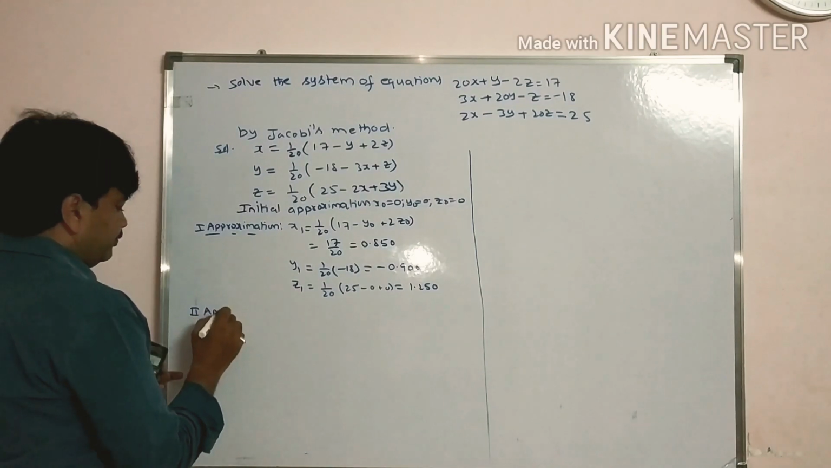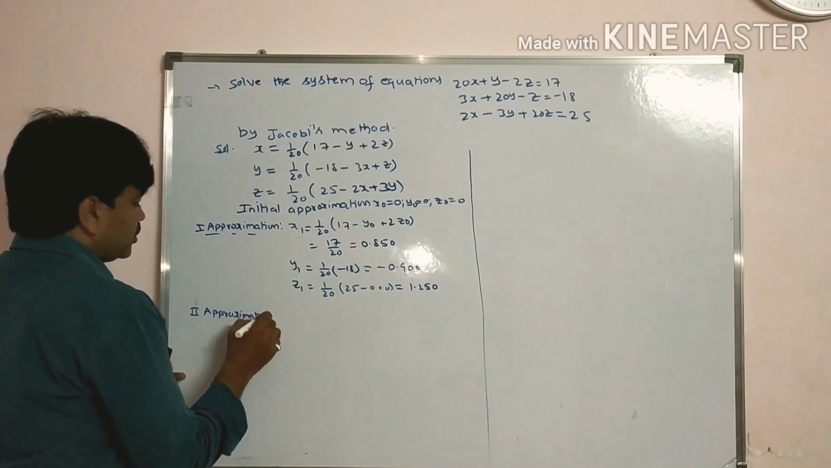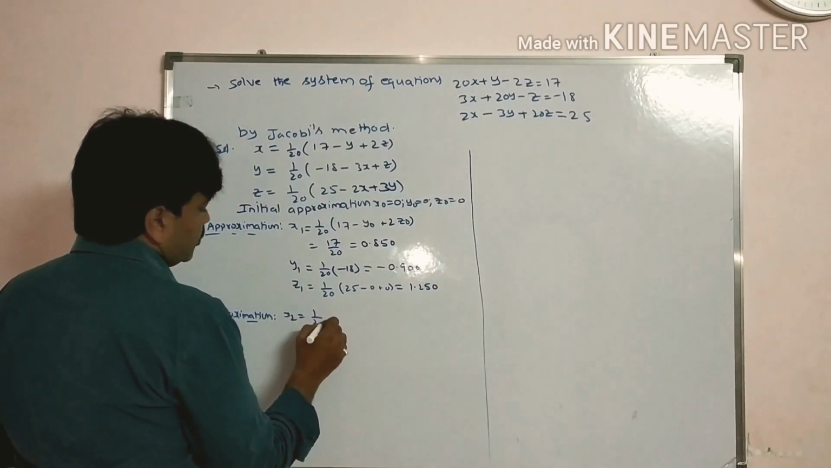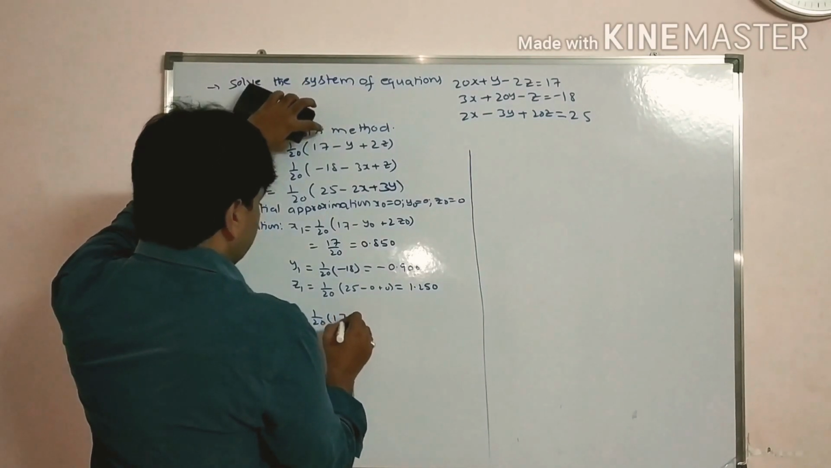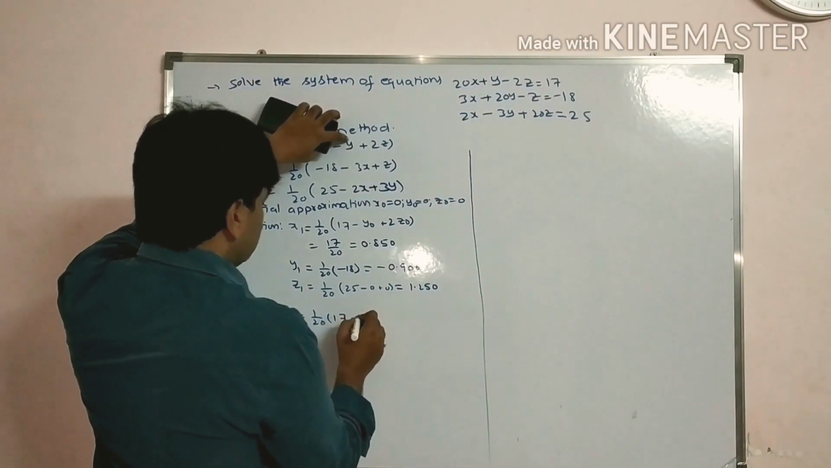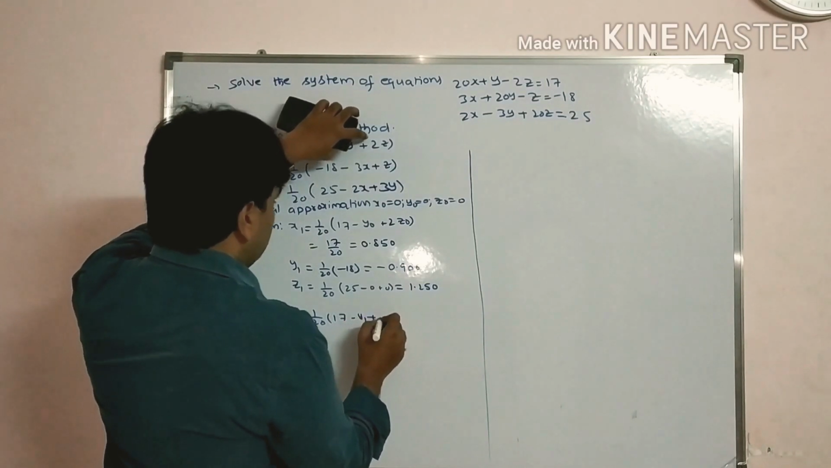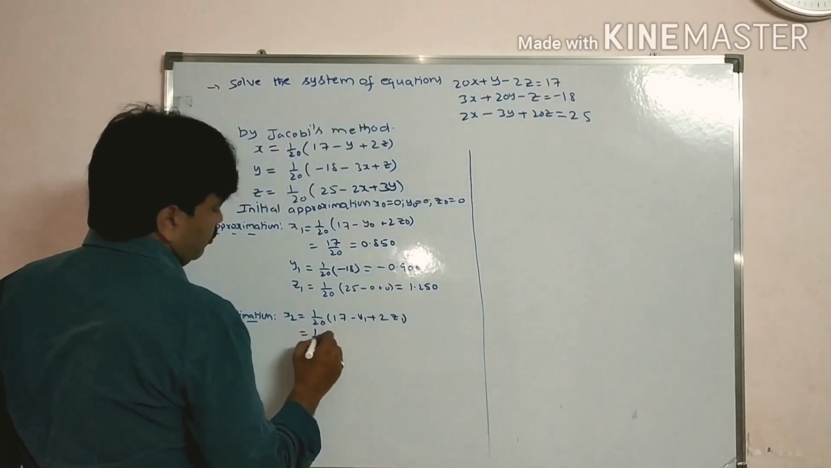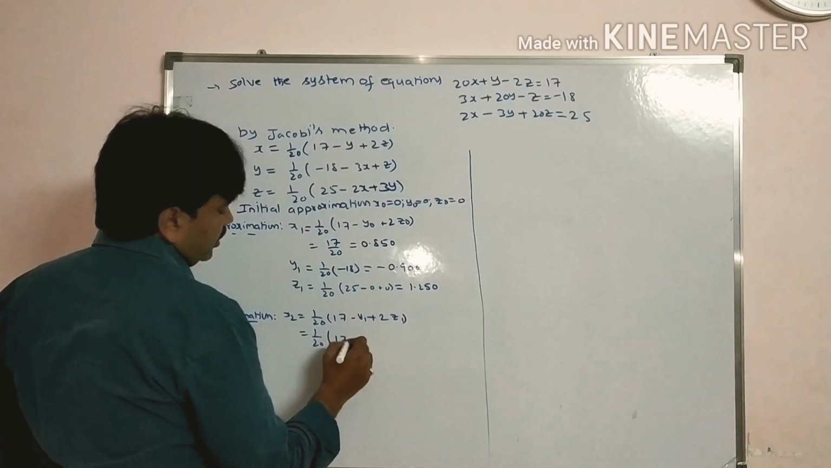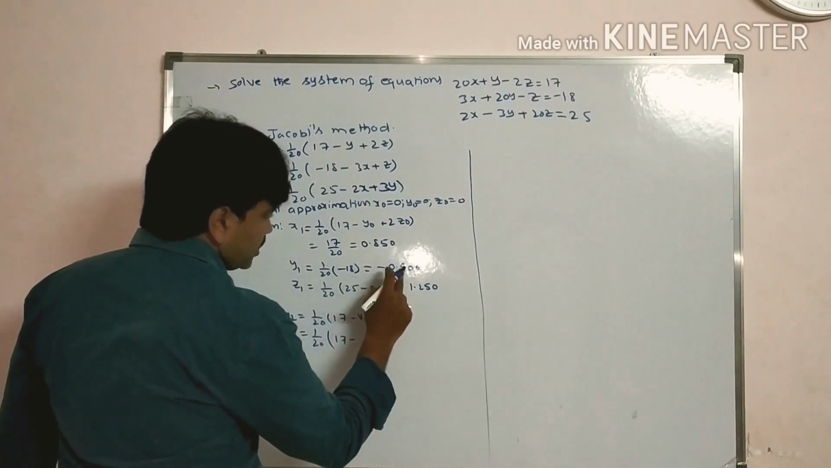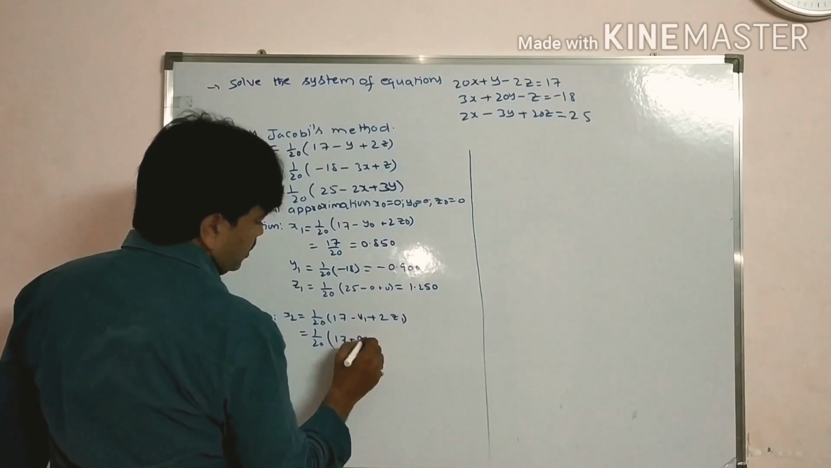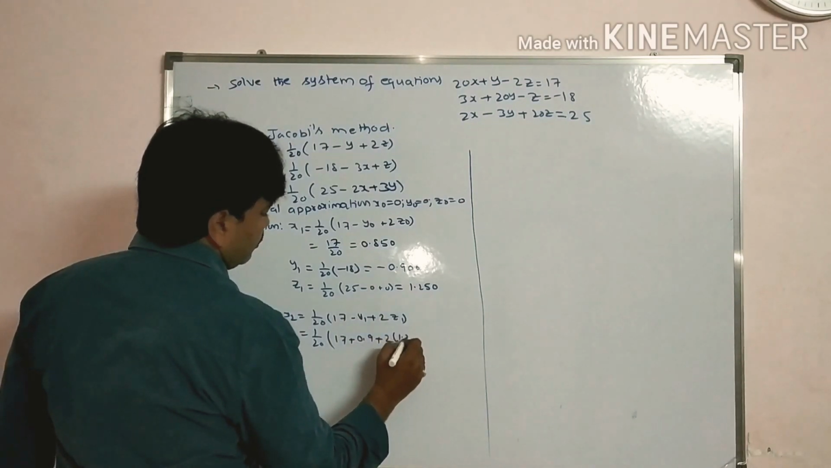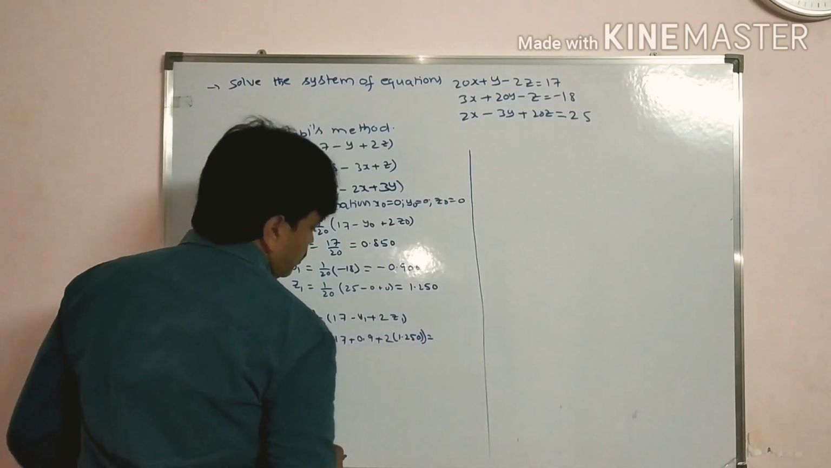Go to the second approximation, students. So x2 is equal to 1 by 20 bracket 17 minus y1 plus 2z1. So that is equal to 1 by 20 bracket 17 minus y1, and y1 is minus 0.9. So minus into minus plus 0.9 plus 2 z1. What is z1? 1.250, bracket close.